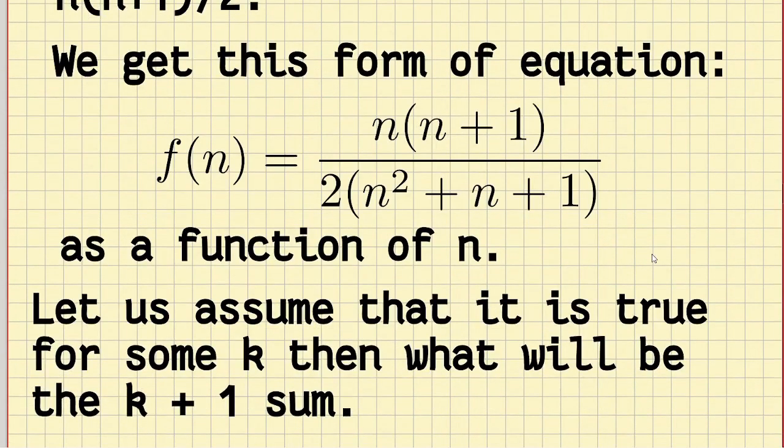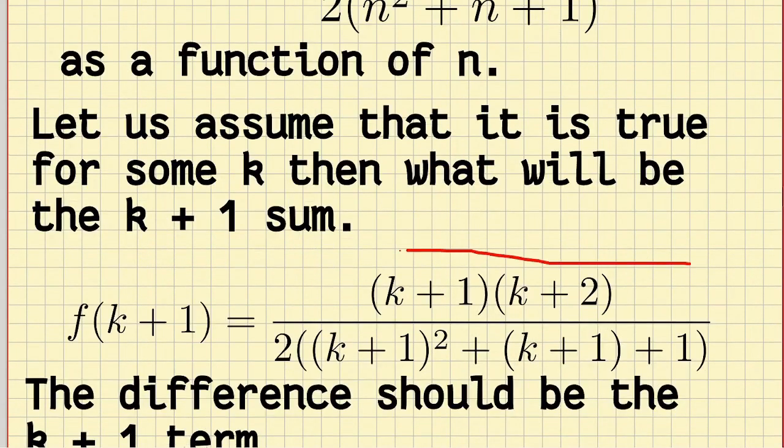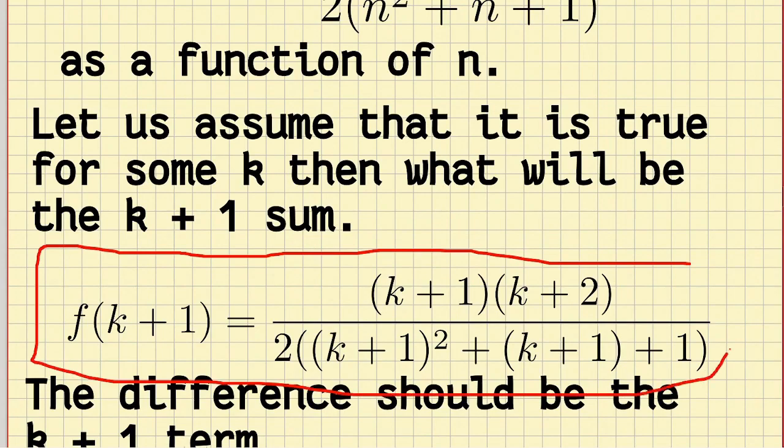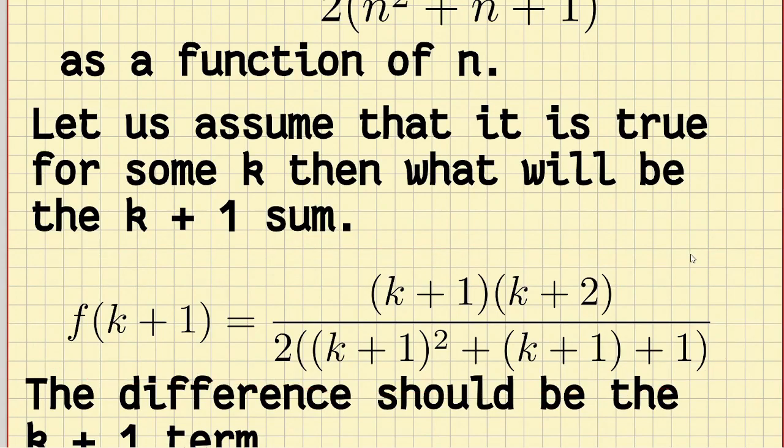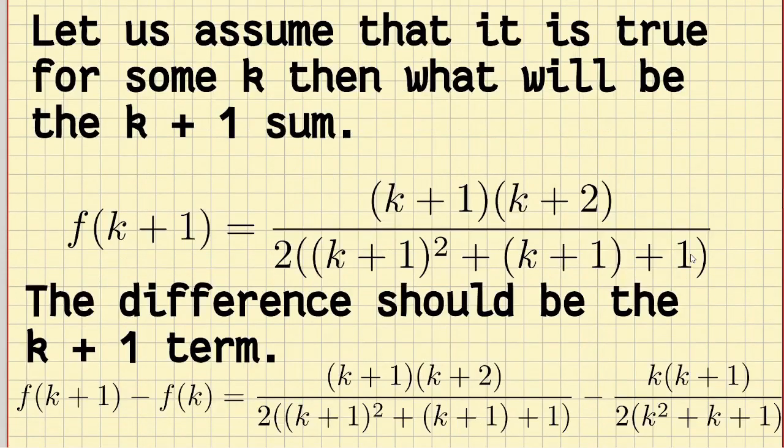And let us assume that it is true for some k. Then what will be the k plus 1 sum? So let us see what happens here. This is f of k plus 1, right? F of k plus 1, just written in k plus 1. And the difference should be the k plus 1 term. So you will now realize what actually happens here.